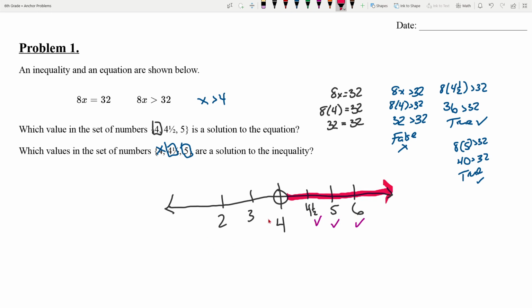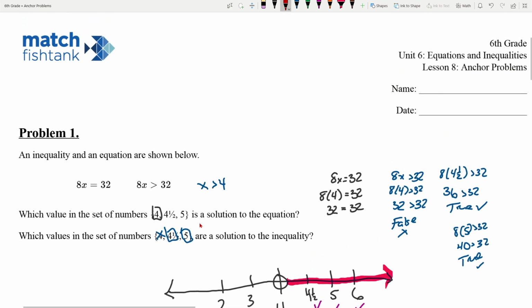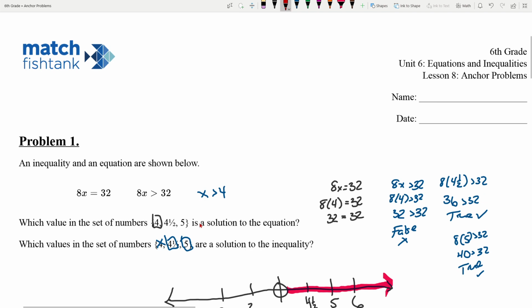Everything on the left side is not going to be true, because if you put in 3, 8 times 3, is that greater than 32? No, 24 is not greater than 32. So I know 3 is not true. We knew 4 wasn't true. 2 is not going to be true. 1 is not going to be true. And so the more you work with these, the stronger you'll get, the more you work with these.